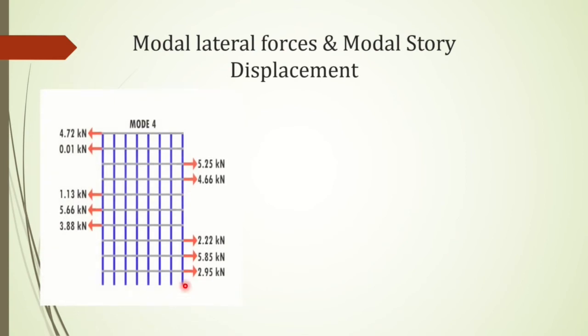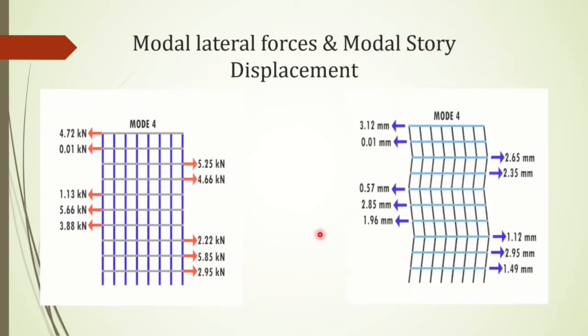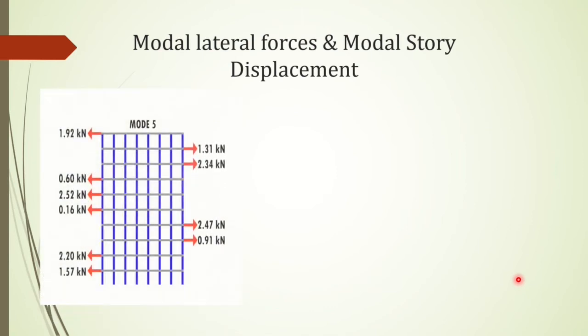Mode 4 is the same. It became more irregular, but we can see a pattern: 3-3-2-2. So, this is its displacement. Next, for mode 5.